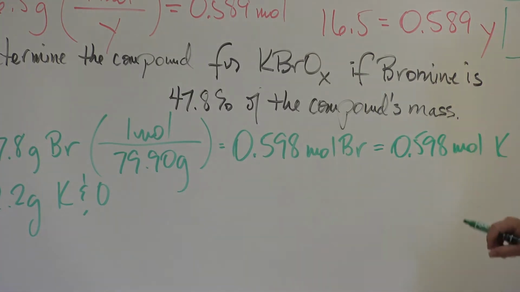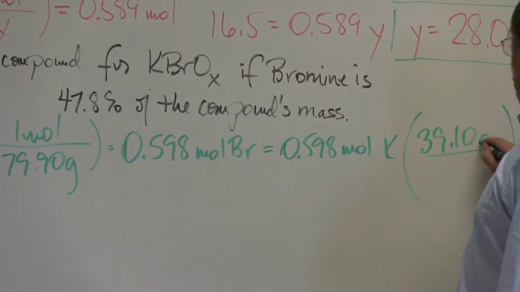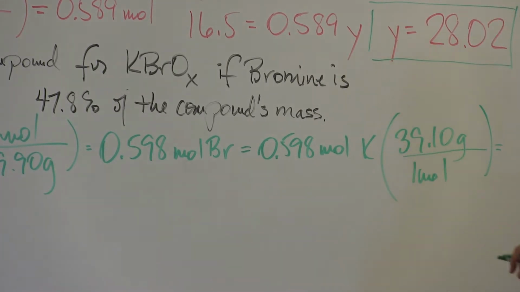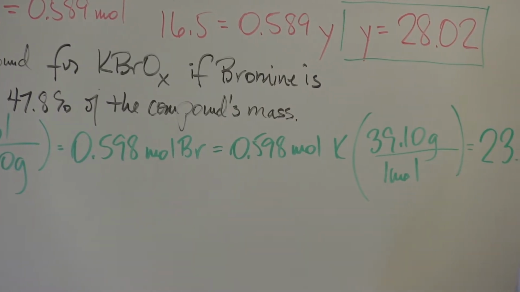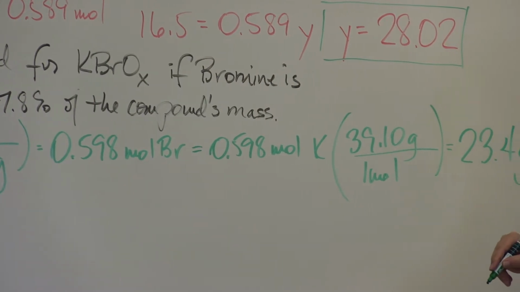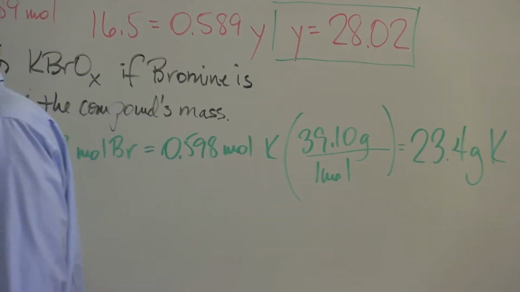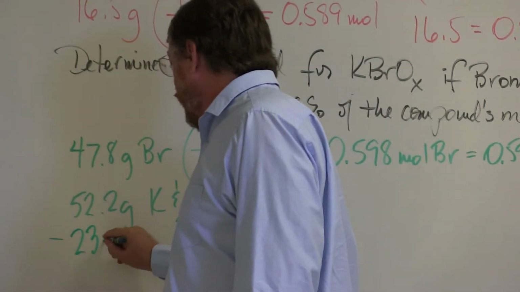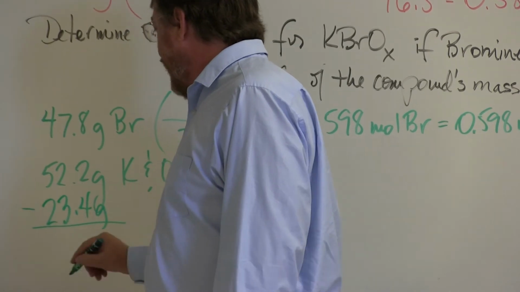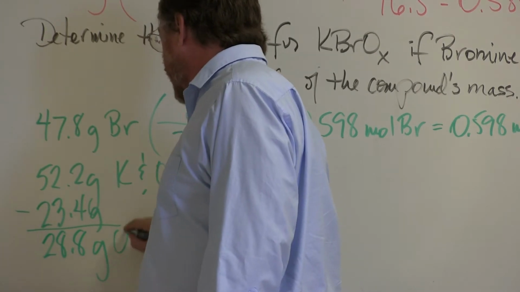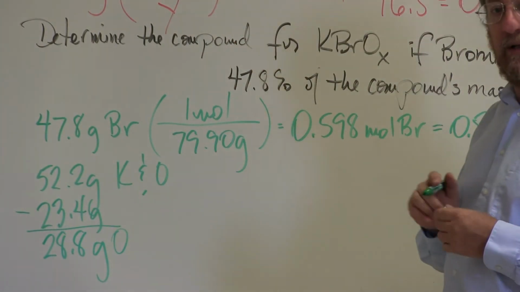Well, we can figure out how much that weighs. So let's go through. 39.10 grams per mole. Plug that in the calculator. 0.598 times 39.1, and we're going to get 23.4 grams of potassium. So now I know what proportion of my KBrO is actually potassium. So I subtract 23.4 grams. That gives me 28.8 grams of oxygen.